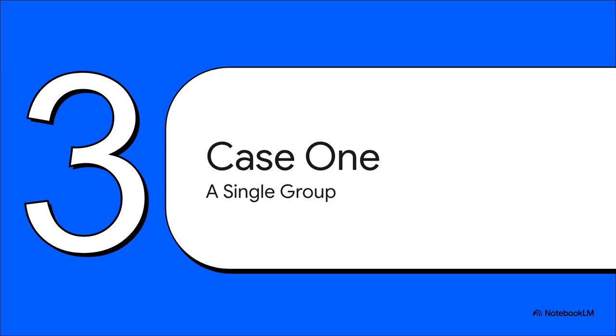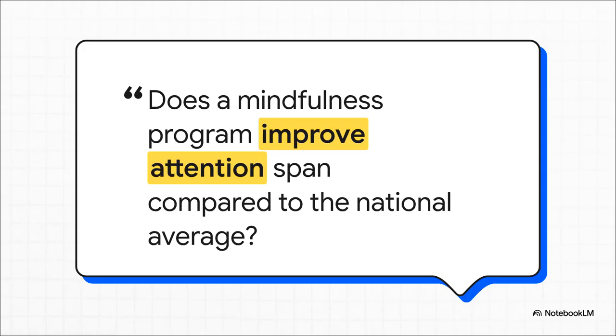Our first scenario is the one-sample t-test. This is the one you're going to use when you have a single group of people and you want to compare their average score to some known standard or population mean. Check out this question: did our mindfulness program significantly improve attention span compared to the national average of 15 minutes? This is a perfect question for a one-sample t-test.